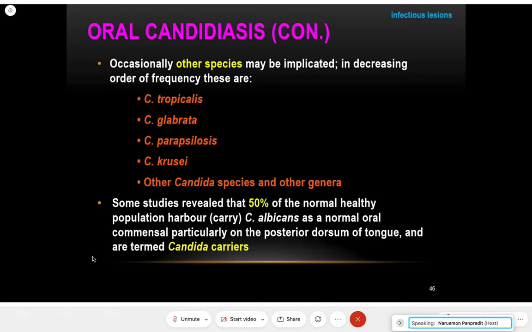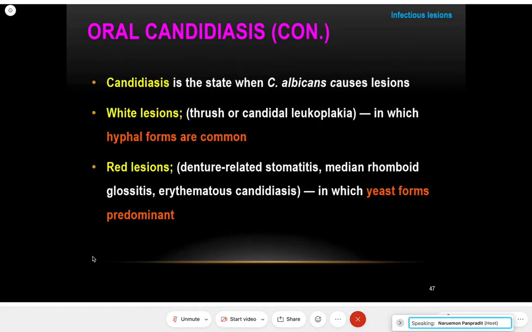Okay, so it's better to understand when you pass that lab. You can understand that Candida also stays together like a carrier, not causing disease in some patients. But when it overgrows and shows a change in the mucosa, it causes the lesion. So candidiasis is the state when Candida albicans causes the lesion.